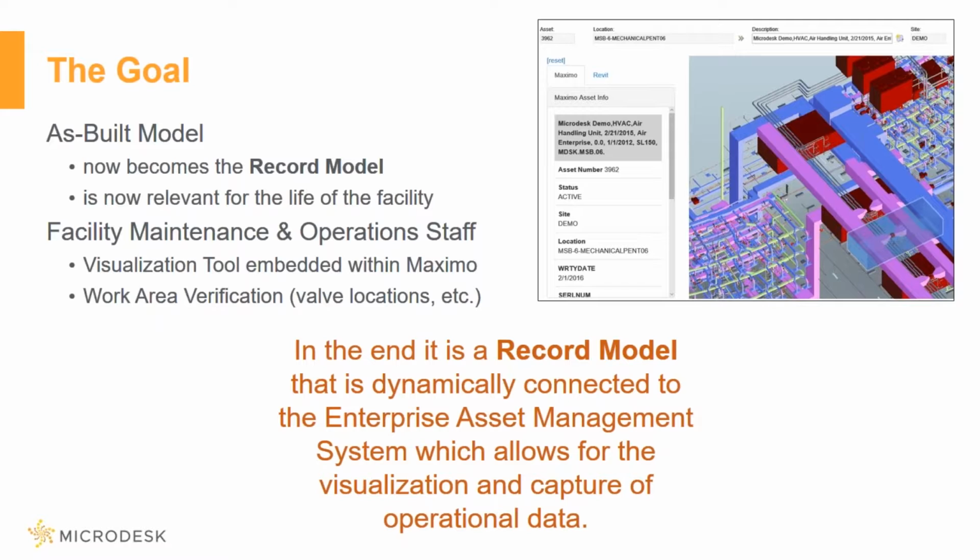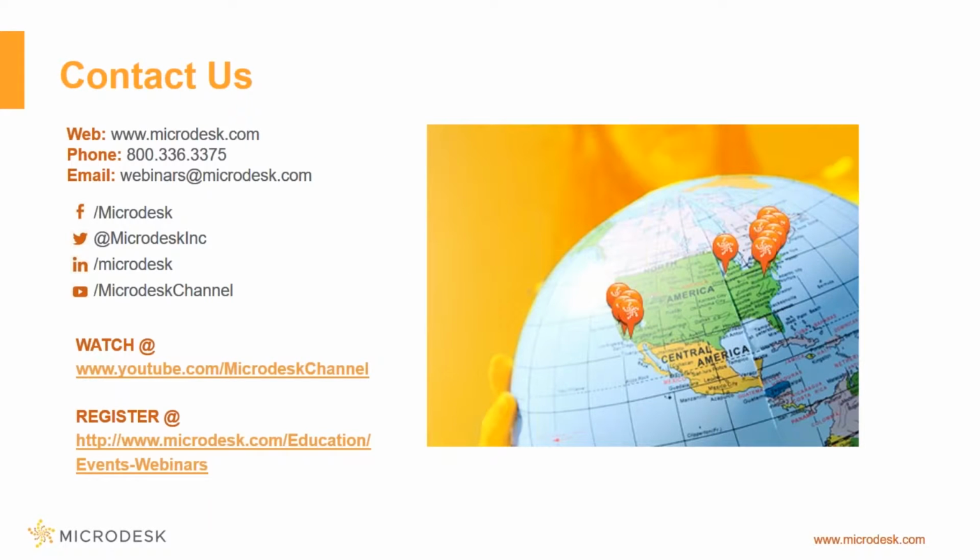So what's the goal here? What's the end state that we're looking at? As-built models now become the record model. It's now relevant for the life of the facility. So whereas before you had as-built models that were a snapshot in time, now they get to stay current for the entire life of the facility. That record model now is kept up to date with ModelStream.